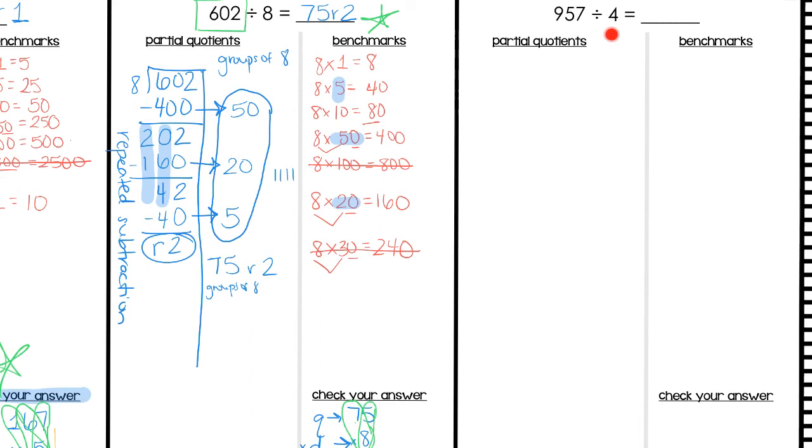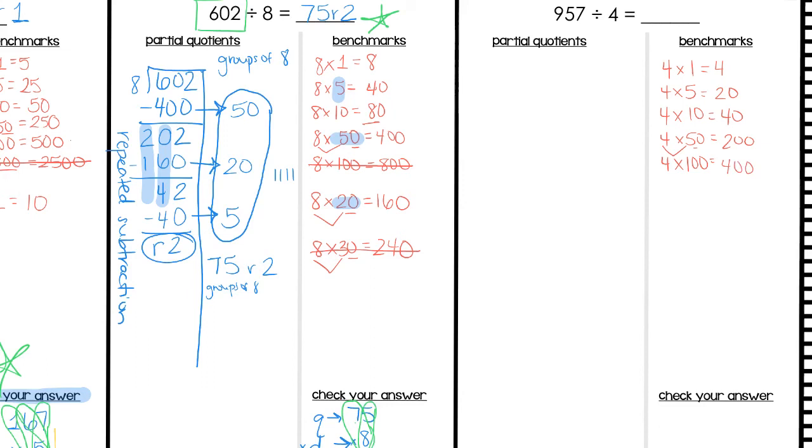957 divided by 4. Right now our divisor is 4. So our benchmarks are all going to be multiples of 4. Pause the video and find all your benchmarks up to 957. You do not have to have all of the same benchmarks that I do. If you can think of other ones that would be more efficient, that is fine. Pause the video. 4 times 5 is 20, and then another 0 in the ones place would be 200. And then 4 times 100 is 400.